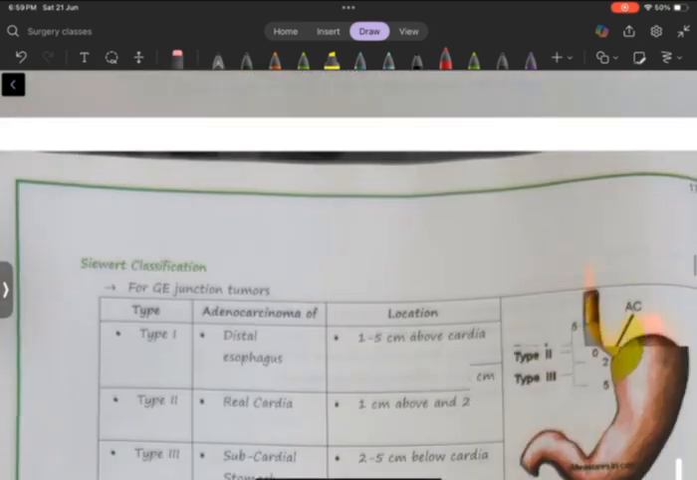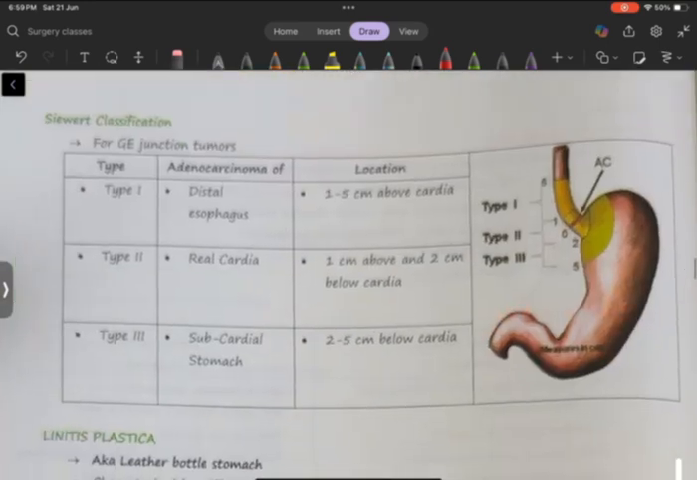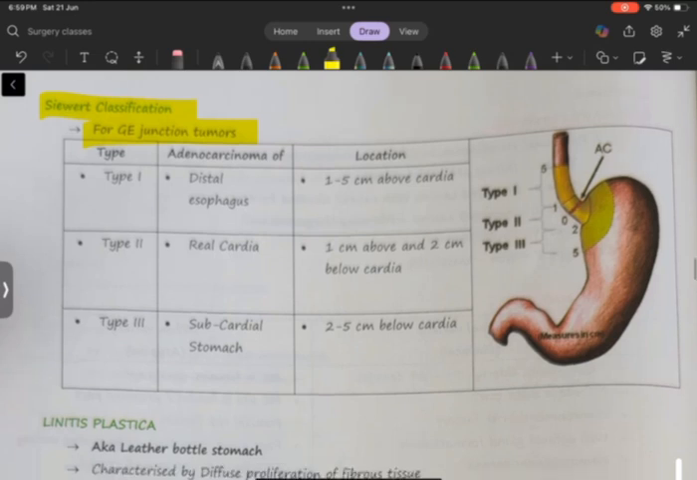ಓಕೆ, ಸೊ ನಾವು ಗ್ಯಾಸ್ಟ್ರೋಇಸೋಫೇಜಿಯಲ್ ಜಂಕ್ಷನ್ ಟ್ಯೂಮರ್ಗೆ ಇನ್ನೊಬ್ಬ ಸೈಂಟಿಸ್ಟ್ ಬಂದು ಕ್ಲಾಸಿಫಿಕೇಶನ್ ಕೊಟ್ಟ, ದಟ್ ಈಸ್ ಸೀವರ್ಡ್ ಕ್ಲಾಸಿಫಿಕೇಶನ್. ಇದರಲ್ಲೇನು ಬೇಸ್ಡ್ ಆನ್ ದ ಲೊಕೇಶನ್ ಫ್ರಮ್ ದ ಗ್ಯಾಸ್ಟ್ರೋಇಸೋಫೇಜಿಯಲ್ ಜಂಕ್ಷನ್. ಇವಾಗ ಗ್ಯಾಸ್ಟ್ರೋಇಸೋಫೇಜಿಯಲ್ ಜಂಕ್ಷನ್ ಇಲ್ಲಿದೆ, ಓಕೆನಾ. ಇಫ್ ಟೈಪ್ 1 ದಟ್ ಈಸ್ ಅಬೋವ್ ದ ಗ್ಯಾಸ್ಟ್ರೋಇಸೋಫೇಜಿಯಲ್ ಜಂಕ್ಷನ್ 1 to 5 centimeter ಇದ್ದರೆ, ದಟ್ ಈಸ್ ಇನ್ವಾಲ್ವಿಂಗ್ ಡಿಸ್ಟಲ್ ಈಸೋಫೆಗಸ್, then that is adenocarcinoma of distal esophagus.